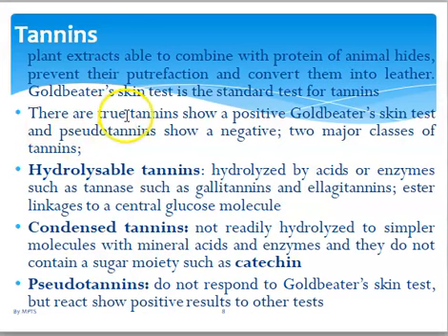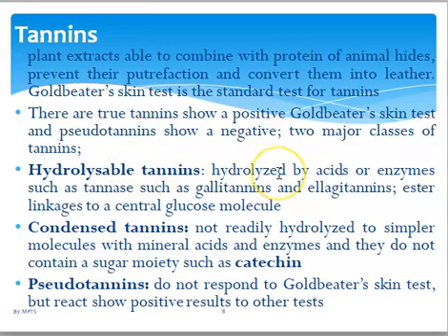Of course, there are pure tannins and pseudotannins. Pure tannins are the ones that show positive results with the gold beater's skin test. I'll explain this one later. And the pseudotannins show negative. However, they are classified as hydrolysable tannins.